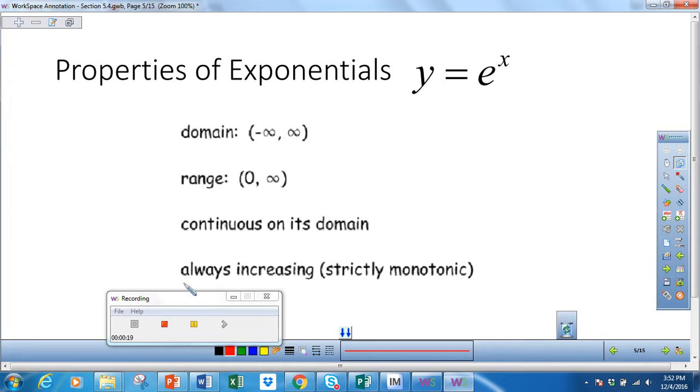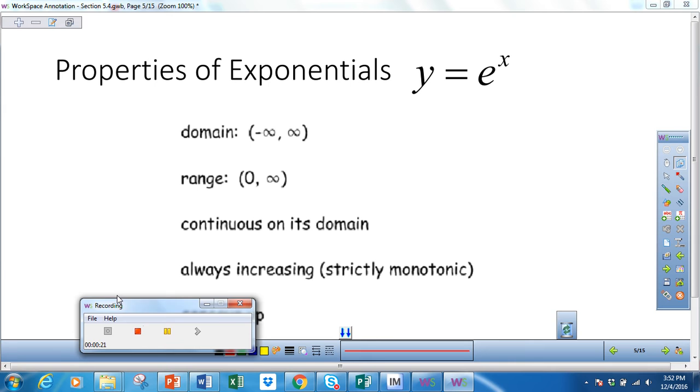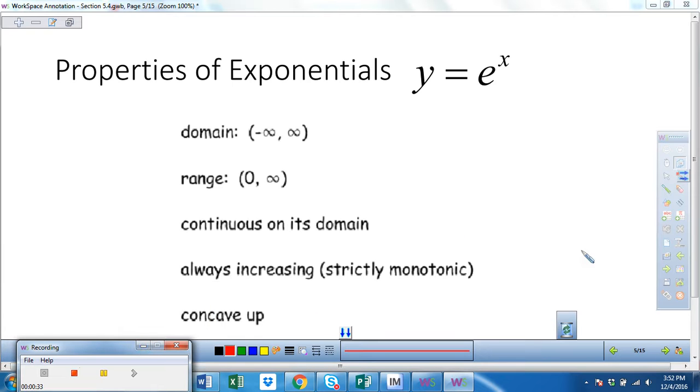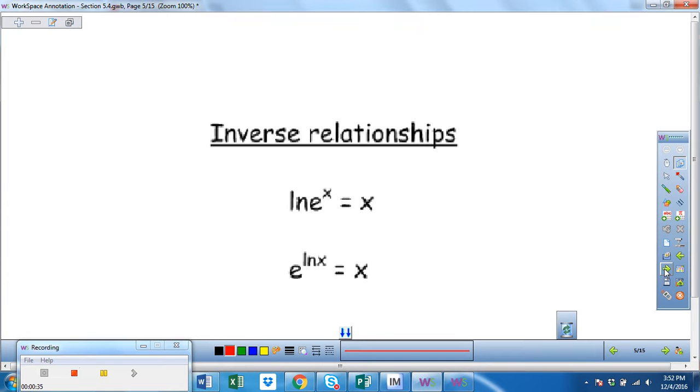Just to remember about the e to the x function, its domain is all real numbers. Its range is from 0 to infinity. It's continuous on its domain. It's always increasing, and it's always concave up. Those are some of the things that we know about e to the x. If you recall from Math 3, this is the inverse relationship between e to the x and the natural log.